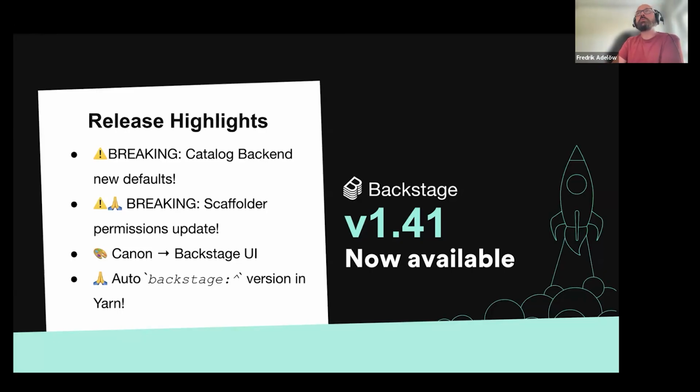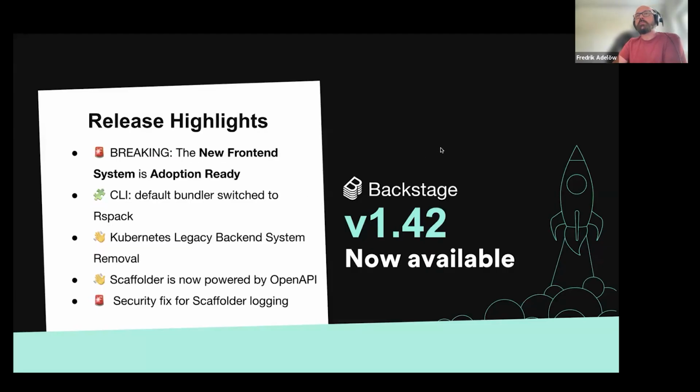The new UI library for Backstage, which used to be called Canon, was renamed to Backstage UI. Development continues, but under a new name. There were also some improvements to the Yarn plugin that lets you add new dependencies and automatically get the right Backstage version range and so on. So this was a welcome addition, I think, to many who were bitten by this. I can continue to the next slide as well.